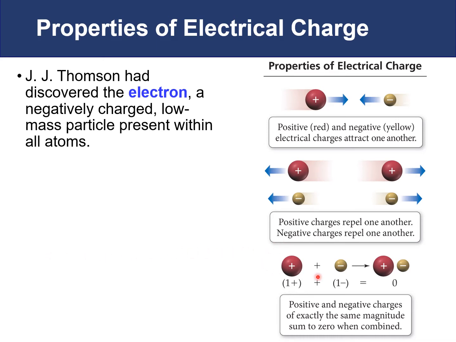If you have two charges, a plus and a minus, they will cancel each other out in terms of the sum of the charges, right? So if you have a plus 1 and a minus 1, then altogether you have a 0. So positive and negative charges themselves will be of the same magnitude and sum to 0 when combined.